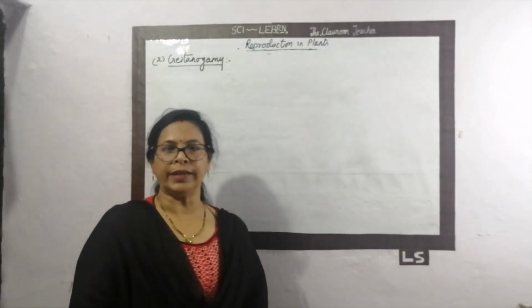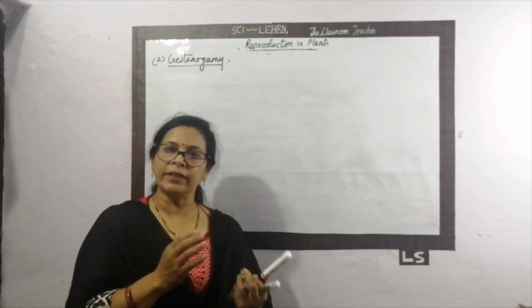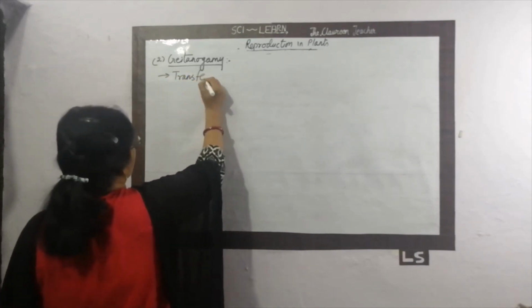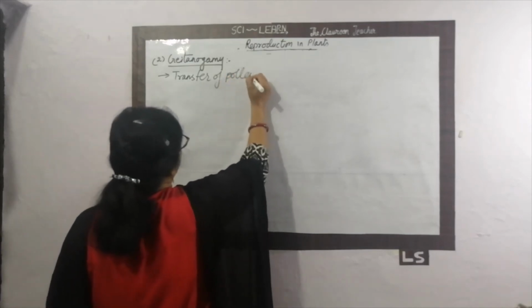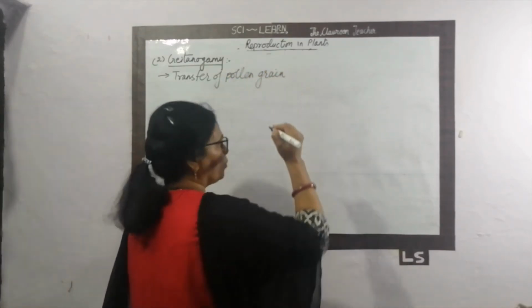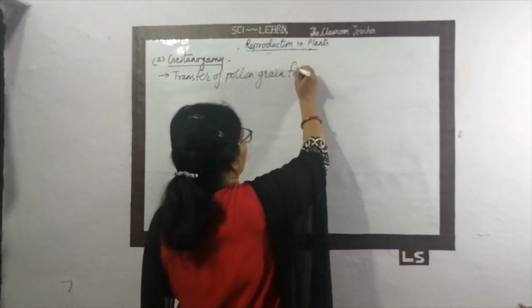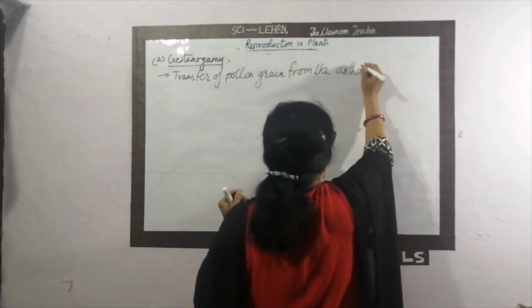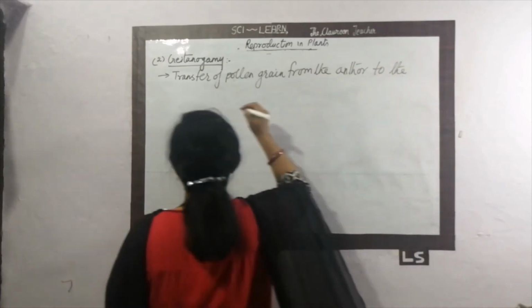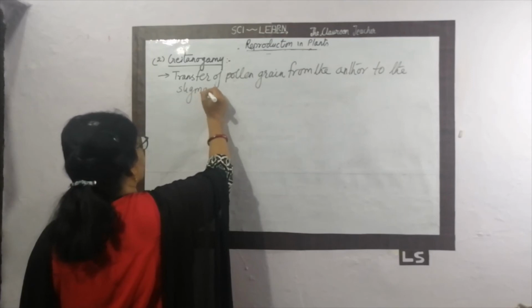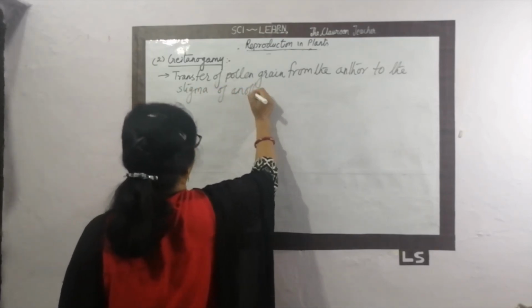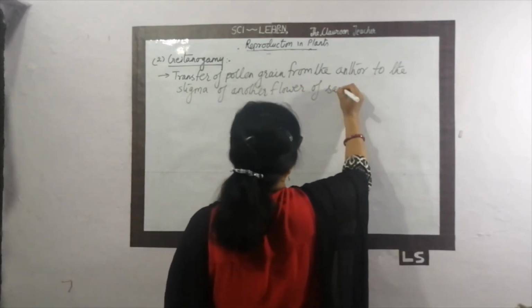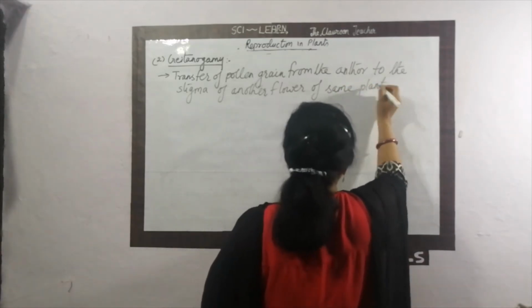So what is the peculiarity of geitonogamy? Geitonogamy is the transfer of pollen grains from the anther to the stigma of another flower, but the condition is that the flower is present on the same plant. Okay, it is clear what happens here.